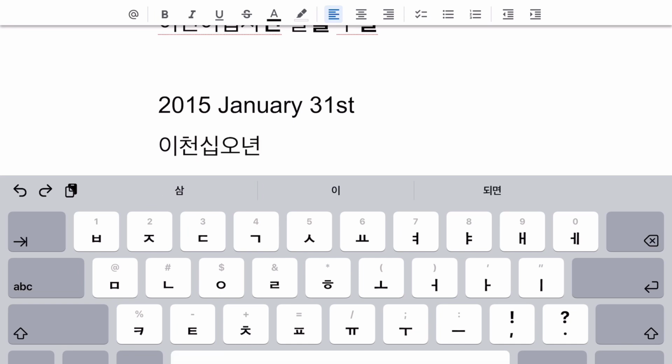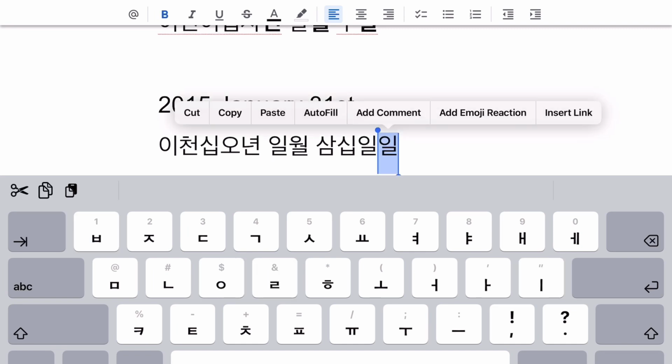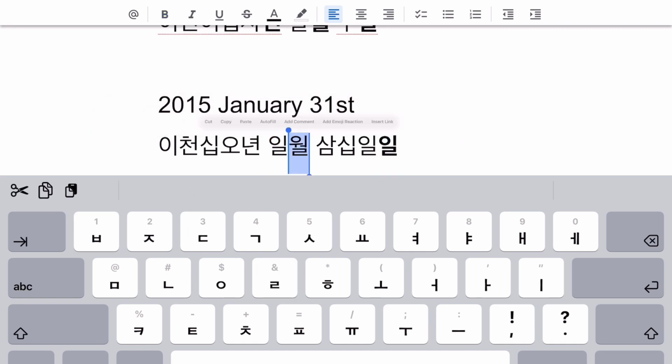Can't forget. January is the first month, 1월. And then it's the 31st day, 31일. I know there's 2 ears, but only one is the counter. So even if it ends with a 1, we still add ear.